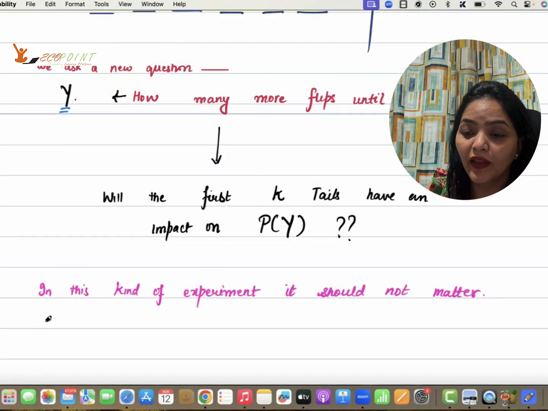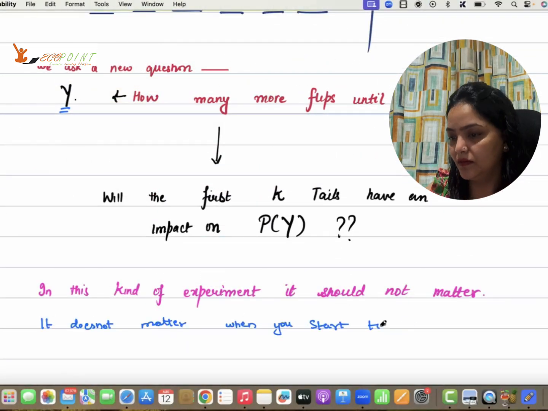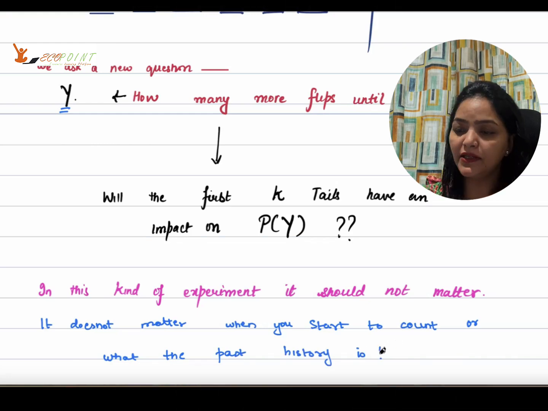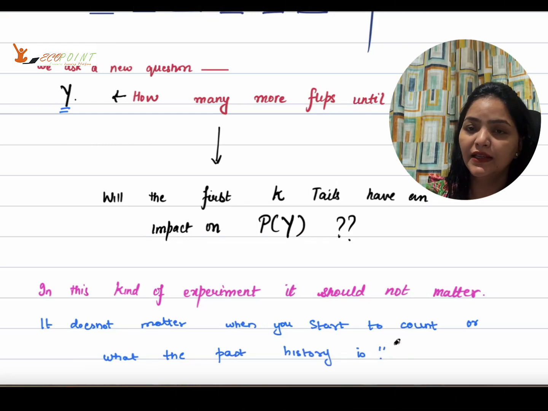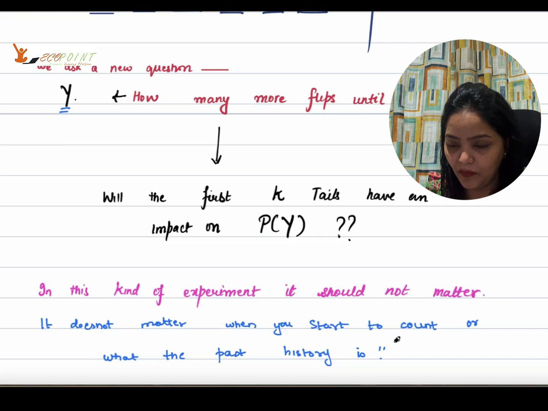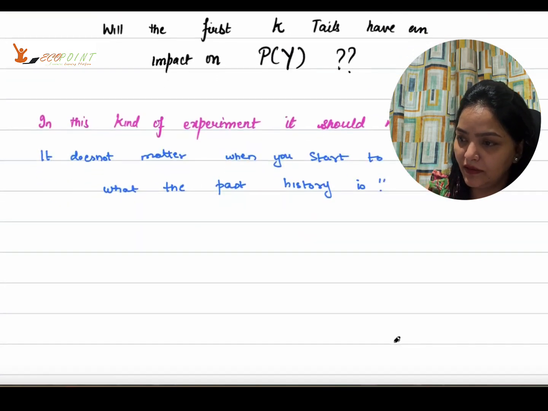In other words, it does not matter when you start to count or what the past history is. It will not matter how many tails I've already had. If I start counting from now on, how many flips will I take in order to get my first head? So this scenario, more formally, will look like the following.